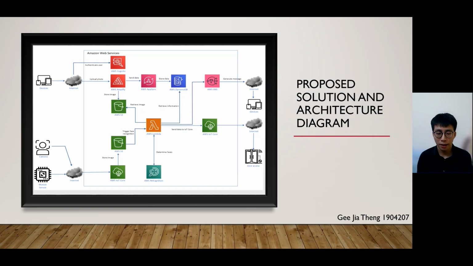So basically, this is the proposed solution and architecture diagram of our system. First of all, we have AWS Amplify, which is used to build a web application for office users to upload their face image. AWS Cognito is federated with Amplify to do user authentication. Then we have AWS AppSync API to send information received from Amplify and store it inside DynamoDB. Also, the image uploaded by the user will be stored in AWS S3. Then, Lambda can retrieve the image from the S3 bucket and the DynamoDB table to send to Rekognition to do face image training.